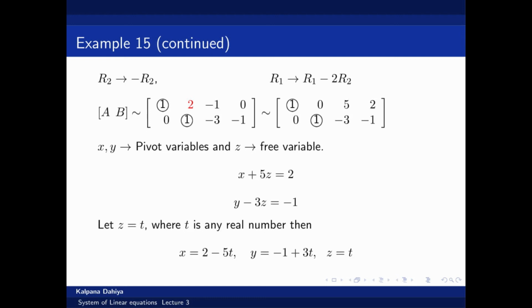Then using these two equations, we can find x and y. From the first equation, x is 2 minus 5t, and from the second equation, y is 1 plus 3t, and z equal to t. As we change t, we get different values of x and y, and we can say that the system has infinitely many solutions.